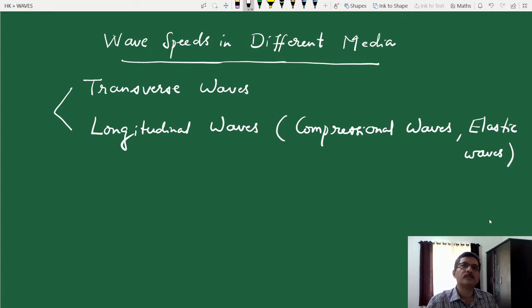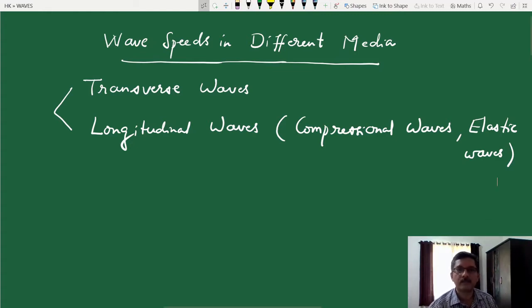We have seen the examples: waves on water surface, waves on stretched string, and electromagnetic waves. These are all transverse waves. Then if the direction of propagation is parallel to the vibrations of the particles of the medium, then they are longitudinal waves. They are also called compressional waves and elastic waves. Let us see the wave speeds in different media.